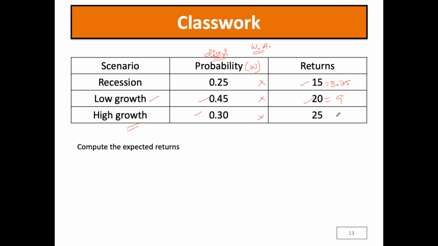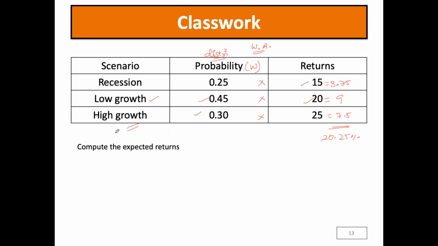Then it is 9, and another is, how much does it come? 7.5. And if I make a total of all, how much is it? It is 20.25. Correct. So it is 20.25 percent.